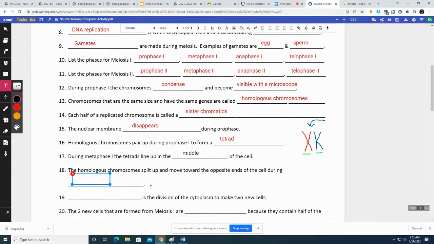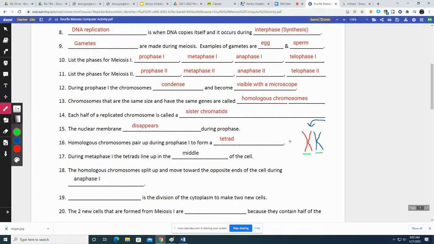The homologous chromosomes split up and move towards opposite ends during anaphase 1. All right, so anaphase 1, this red guy is going to start moving to one side, but the sister chromatids are still going to stay together. And then this blue guy is going to start moving this way. That's anaphase 1. In anaphase 2, the sister chromatids are actually separated from each other. So the 2 red strands will be separated, and the 2 blue strands will be separated from each other.